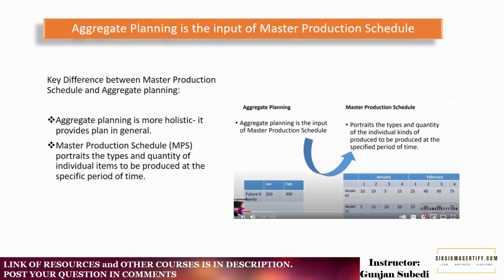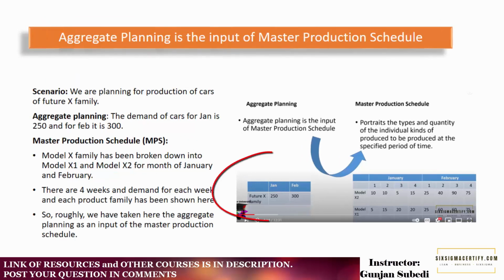Let's understand this with an example. Here we are planning for production of cars of a future X family. The demand of cars for the first month is 250 and for the second month it is 300. So I've taken this example as an aggregate plan. This planning serves as an input for the master production schedule, which is much broader.